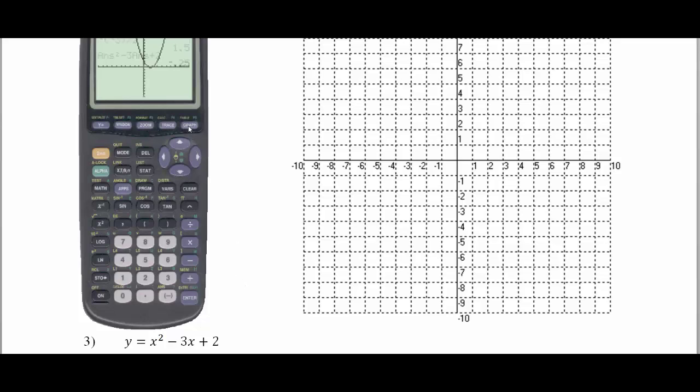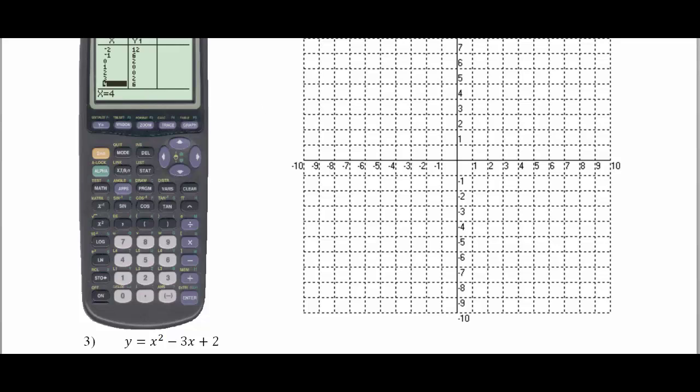Now let's look at the graph and see. Yeah, that seems about right. At 1.5 and negative 0.25 on my x and y respectively, that looks about right. So what I'm going to do now is use the calculator to get me the rest of those points.